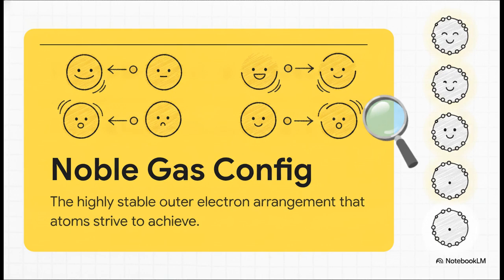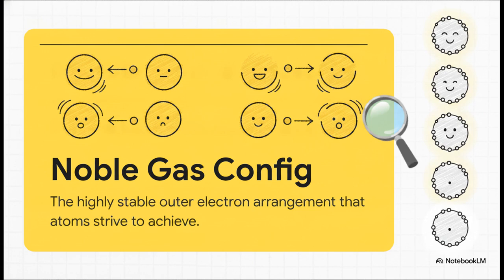To really get chemistry, you have to understand the fundamental motivation of an atom. Simply put, they just want to be stable. So the crucial point here is that atoms are generally pretty unhappy unless their outer electron shells are completely full. If you look at the noble gases on the far right of the periodic table, they already have this perfect full outer shell, which is sometimes called an octet. And because they're already perfectly stable, they just don't react.